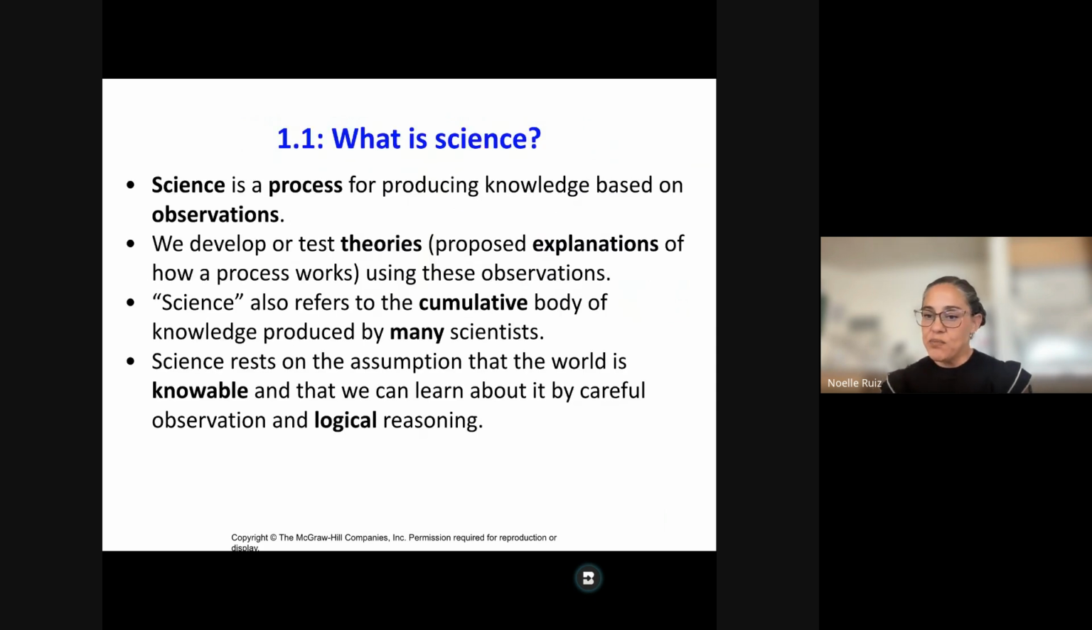So our first slide, 1.1, what is science? So that blue title, that is the title of the slide, goes on the left side of your paper, and then across from it is all the bullet points. You don't have to squish all the bullet points in, you can spread them out, that's okay.